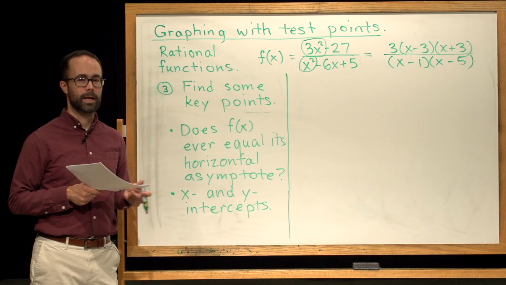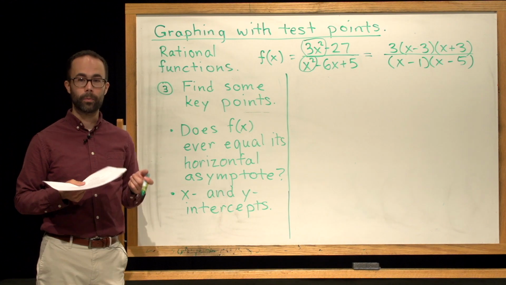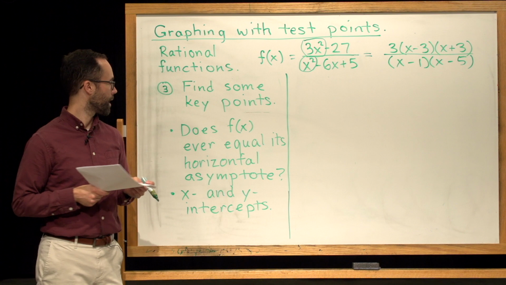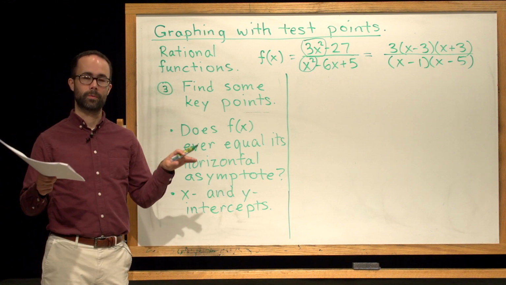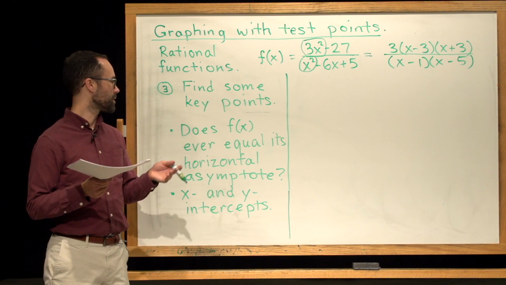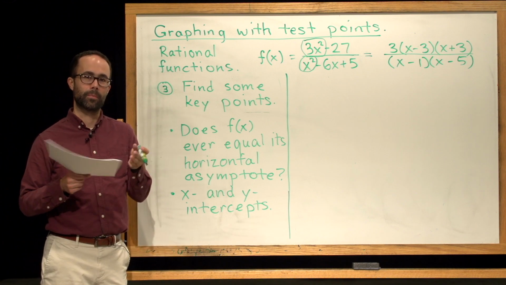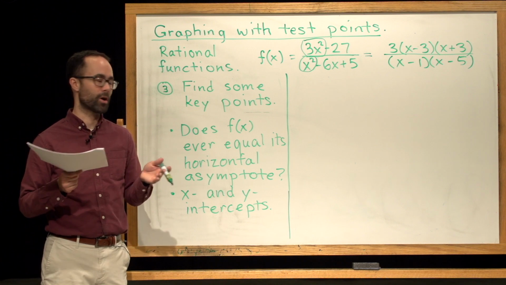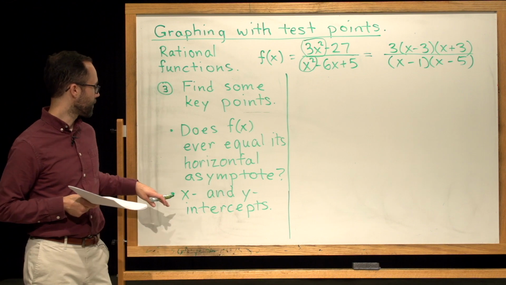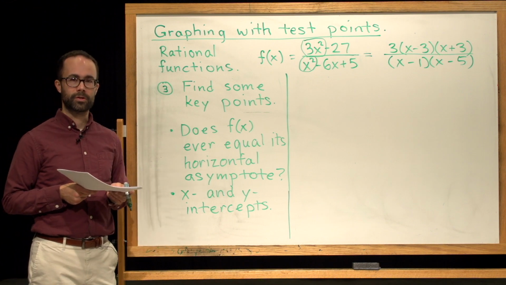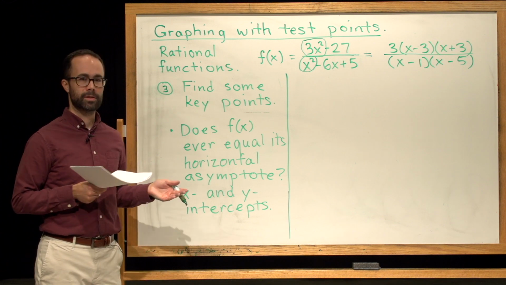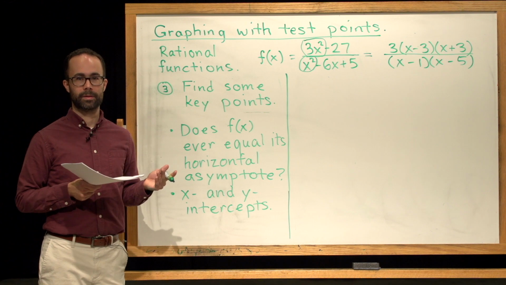So the first thing we should ask ourselves is, does this function ever equal its horizontal asymptote? So we'll do the math for that in a moment, but remember that horizontal asymptote is a horizontal line that describes the end behavior of the function. And that doesn't mean it couldn't cross that line somewhere in between. So if there's this crossing point somewhere in between, we'd like to know about it. And then the other thing, as we've done for other functions, we're interested in the x and the y-intercepts. So does this function intersect the x-axis or the y-axis?